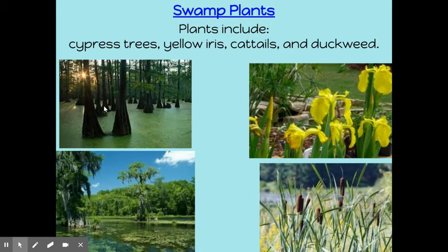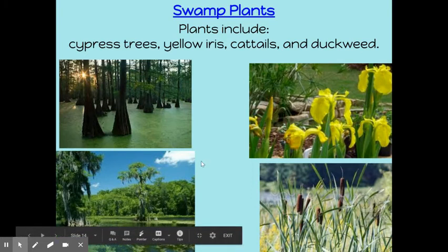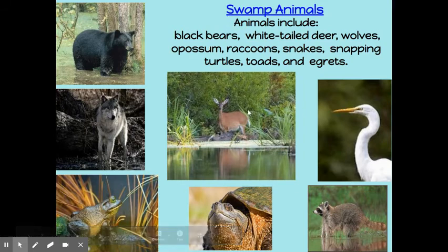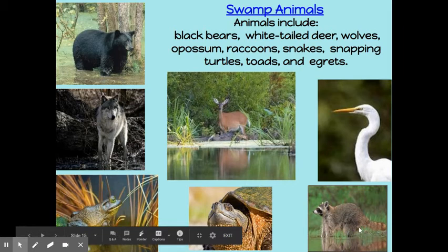So the plants that live in swamps include cypress trees, yellow iris, cattails, and duckweed. That's the tiny plant that grows on top of the water. Some animals that live in a swamp include black bears, white-tailed deer, see its tail poking out there, it's white, wolves, possums, raccoons, snakes, snapping turtles, toads, and egrets. That's a type of bird.